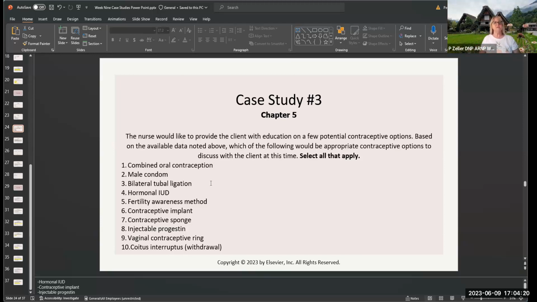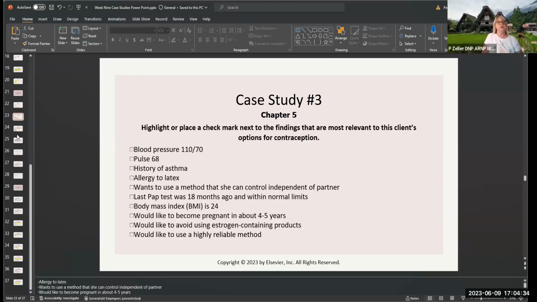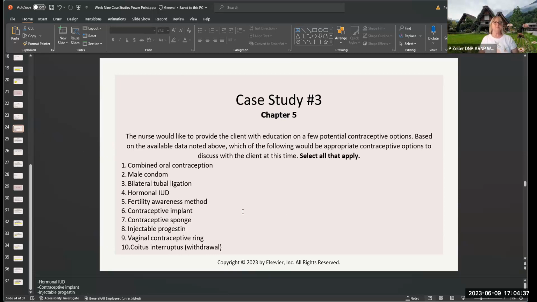Bilateral tubal ligation. Is that an option? It could be, but you'd have to have it reversed and it's not as likely to work after. She wanted children, so we can't sterilize her permanently. Bilateral tubal ligation is a permanent sterilization where we go in and clamp the fallopian tubes. Even though it can be reversed, she wants to have children in 4 or 5 years. We don't want to permanently sterilize her.